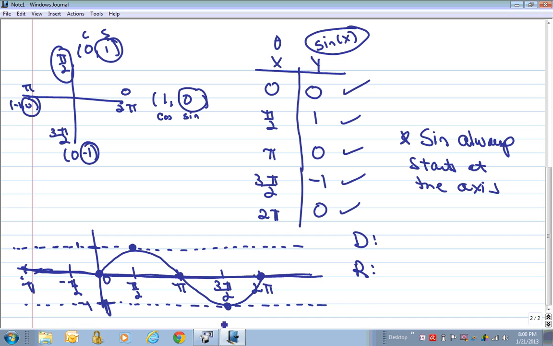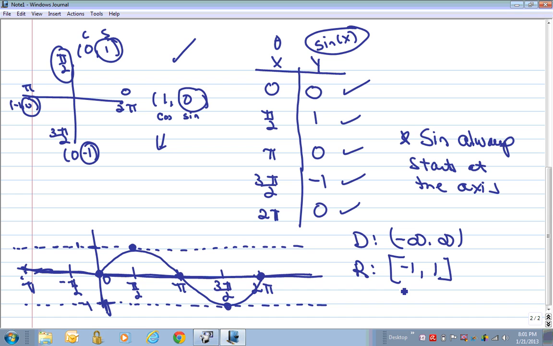Our domain: I've just done this graph from 0 to 2 pi, but we talked about up here on our unit circle that it could just continue to go round and round, and we could also continue in a negative direction. So this graph would go left and right forever. So the domain would be negative infinity to positive infinity. The range values, our y values on this graph, would go up to 1 and down to -1, so from -1 to +1, inclusive. So there's our range.